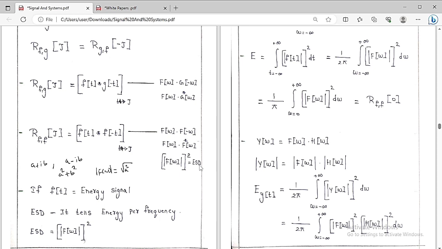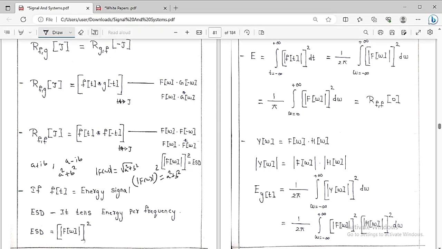Under root of A square plus B square, with the square of that one, what are you going to get? Mod of F of omega whole square is equal to A square plus B square. So this is what I am trying to tell you. Therefore, mod of F of omega whole square is called the energy spectral density, as I already proved to you.